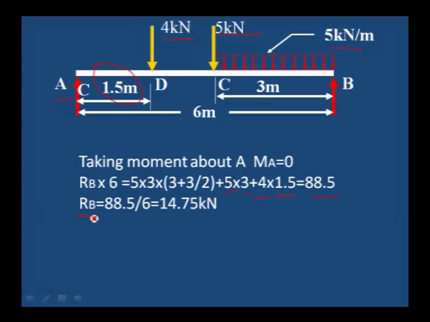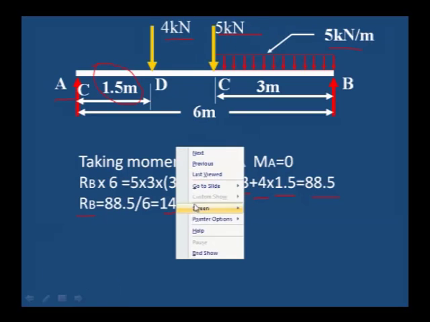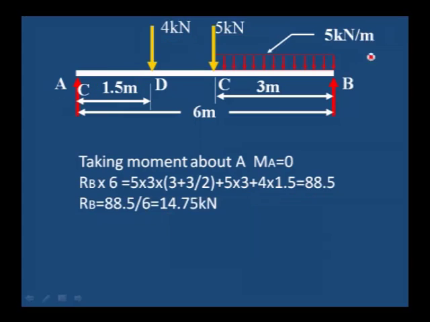Then if you simplify, RB is equal to 14.75 kilonewton. Next, to calculate the reactions at A, downward forces. What are the downward forces acting? One is 5 kilonewton per meter, 5 into 3, 15 kilonewton, plus 5 kilonewton plus 4 kilonewton. 15 plus 5, 20 plus 4, 24 kilonewton is the downward forces acting.